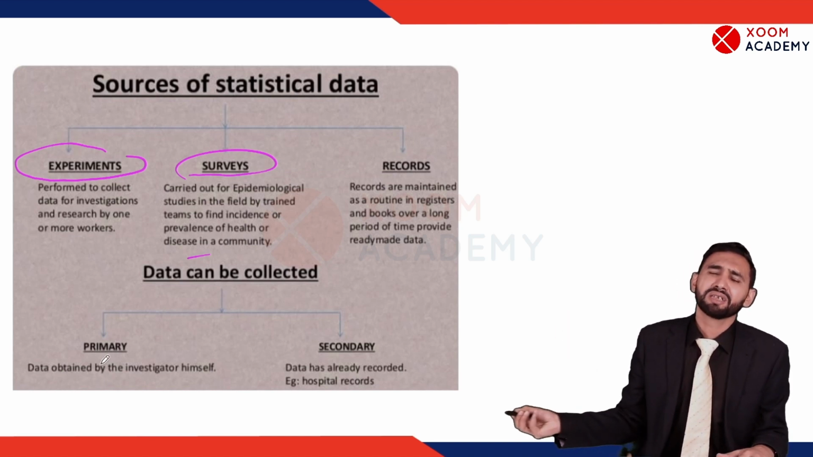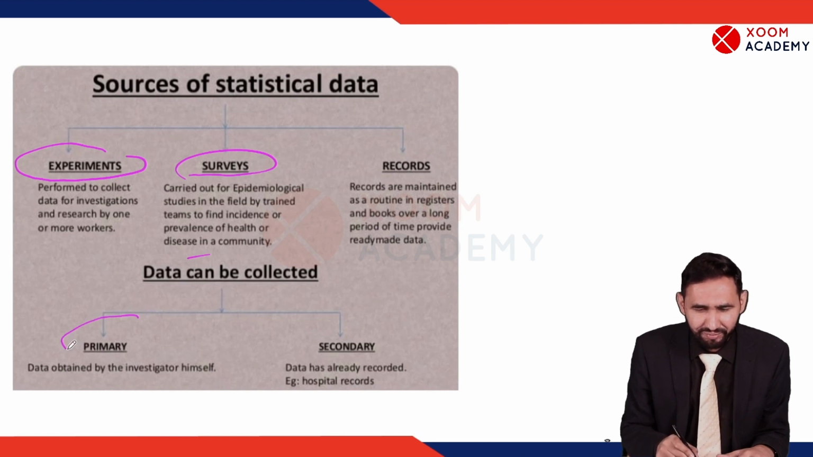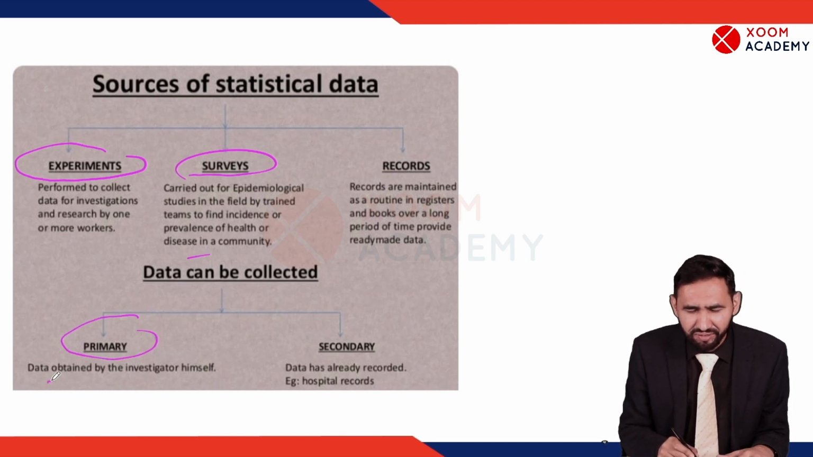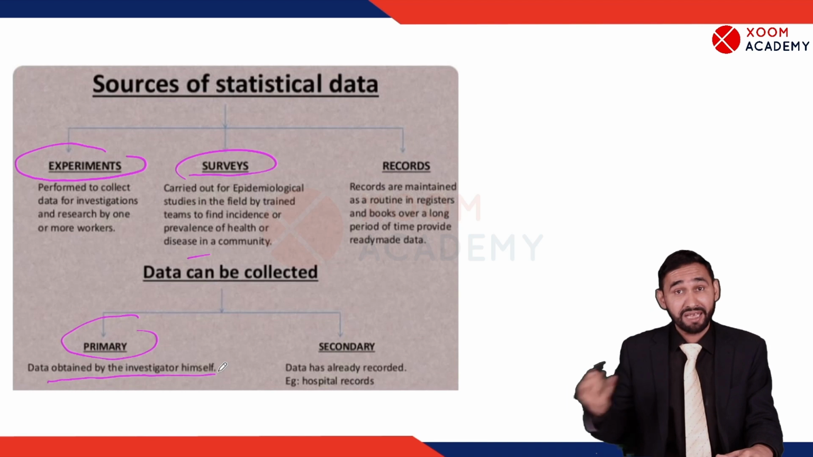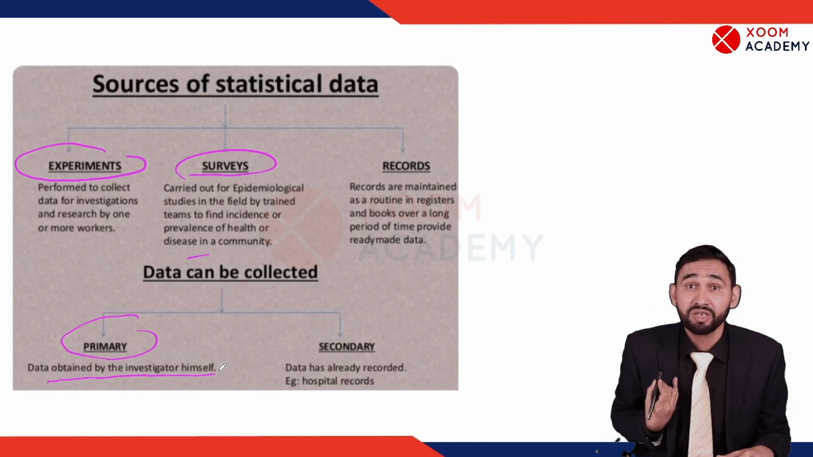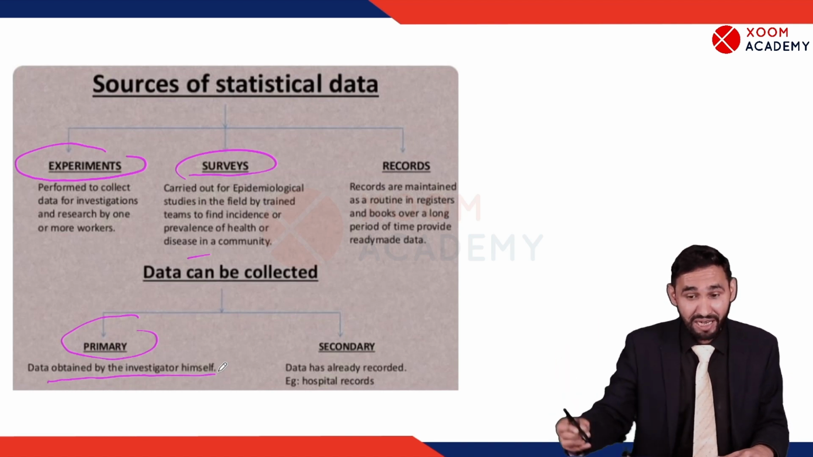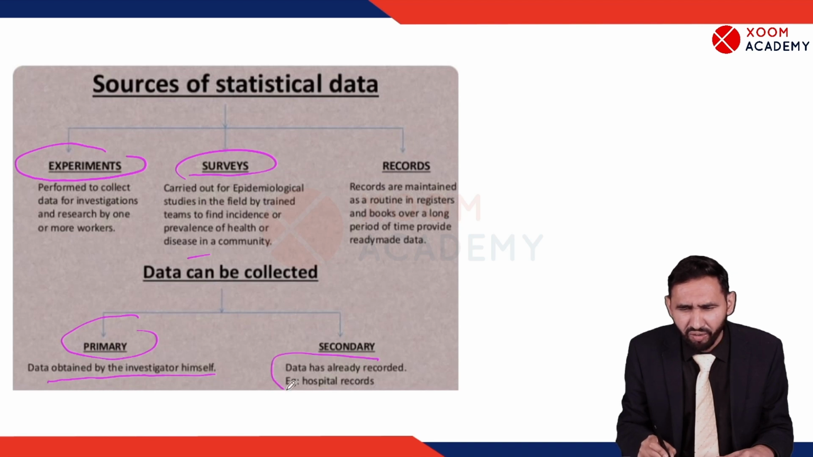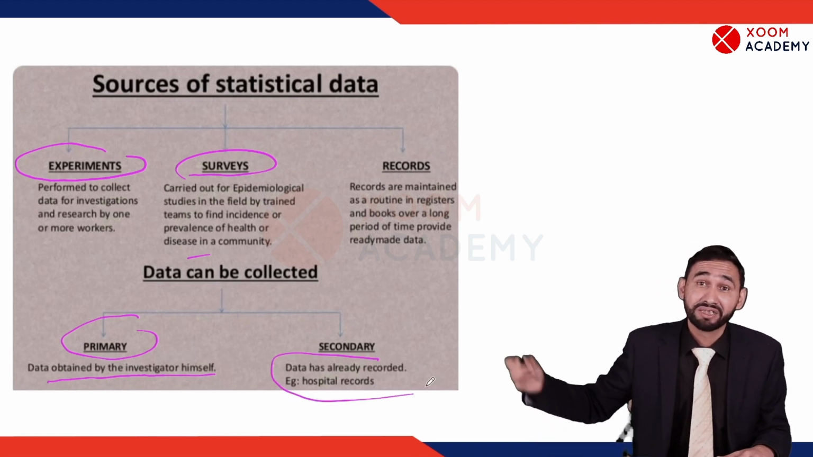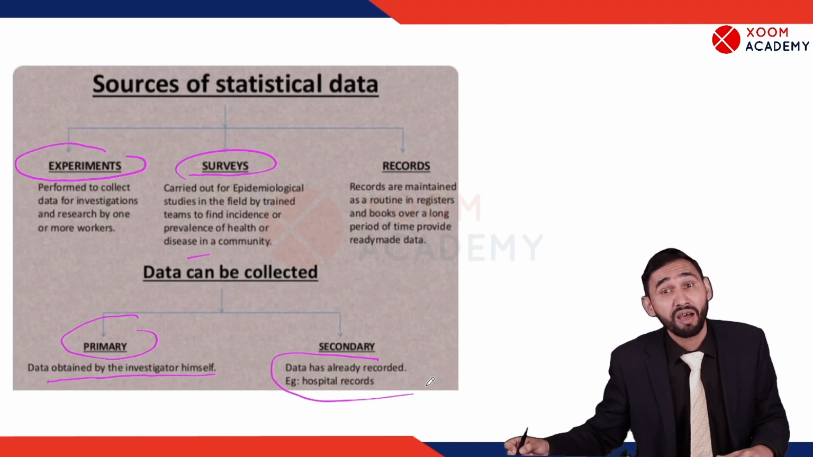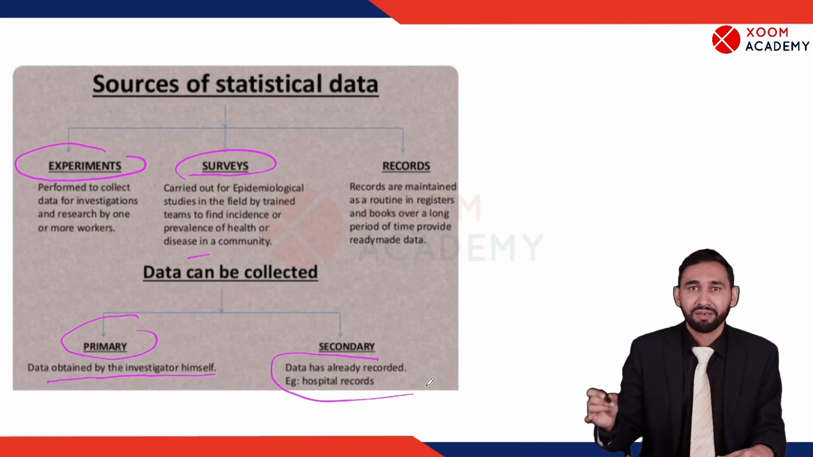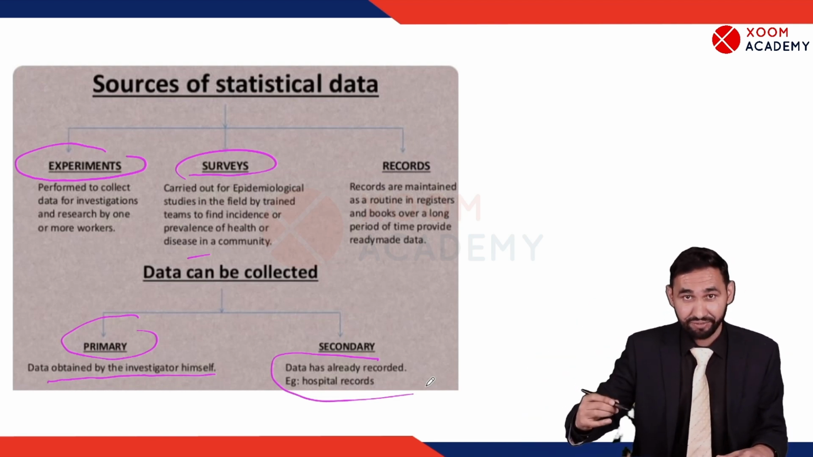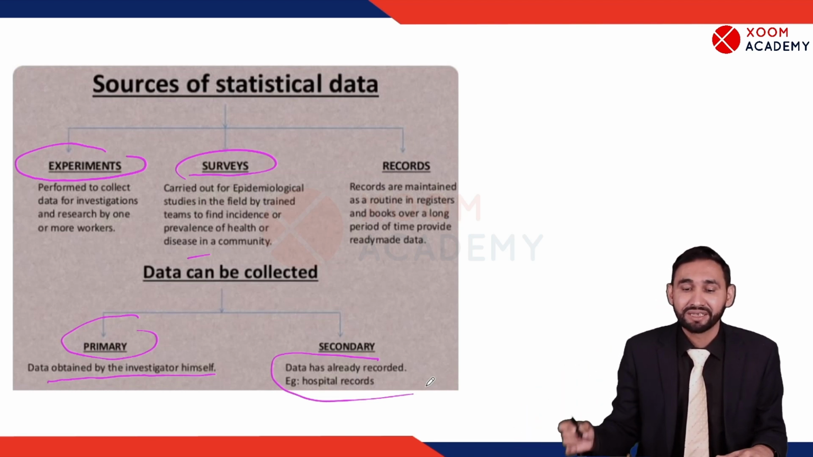Then the data can also be classified into primary data and secondary data. What is primary? Data that is collected by the investigator himself, collected directly by the investigator. Like I'm interviewing a person with lung cancer. I am collecting data directly from that person. That is primary data. Secondary data is collected from records, hospital records, from national identity number, from passport office, from census offices. This is secondary data that is collected indirectly. So we must remember, data that is collected directly is primary data. Data that is collected indirectly is secondary.